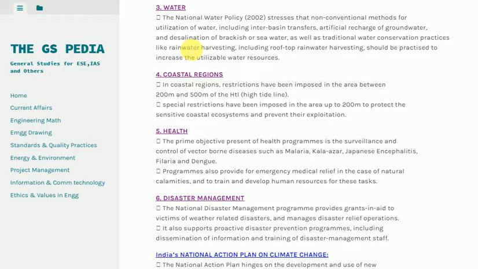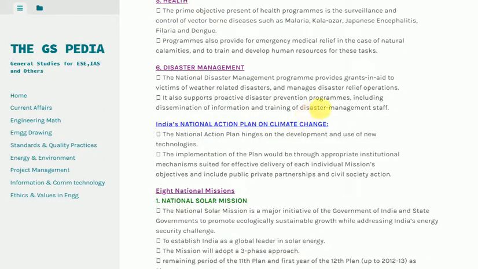Programs also provide for emergency medical relief in the case of natural calamities, and to train and develop human resources for these tasks. 6. Disaster management. The National Disaster Management Program provides grants in aid to victims of weather-related disasters, and manages disaster relief operations. It also supports proactive disaster prevention programs, including dissemination of information and training of disaster management staff.